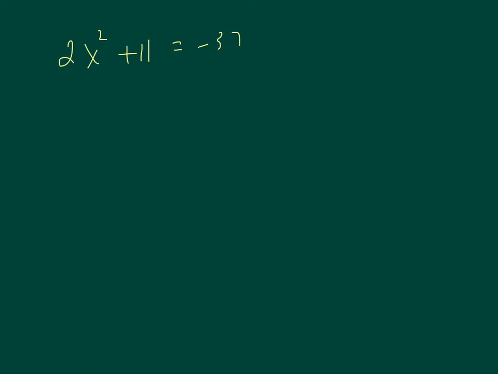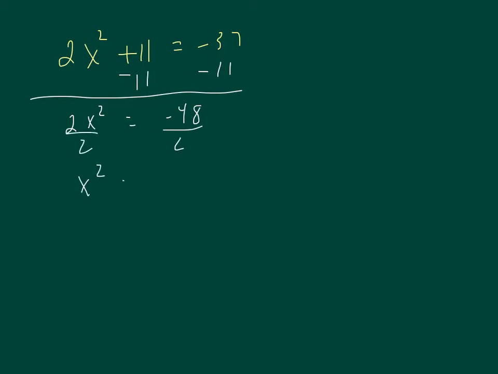So let's immediately put this new knowledge to use. We have a problem here to solve, so what are we going to do? First thing we're going to do, solve using square roots. So subtract 11 from both sides. I get 2x squared is equal to -48. Divide by 2. Divide by 2. x squared is equal to -24.